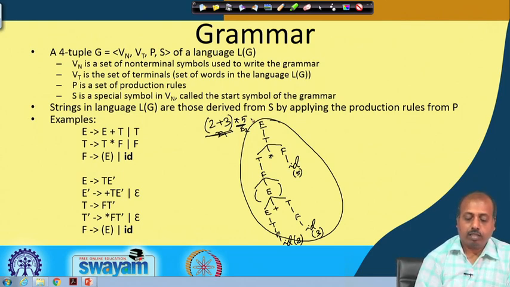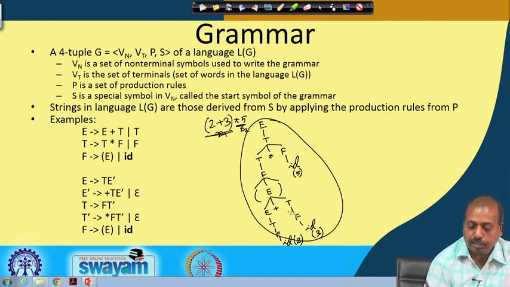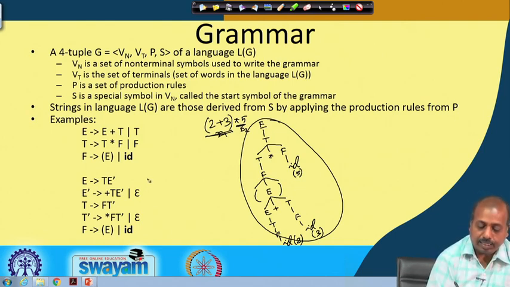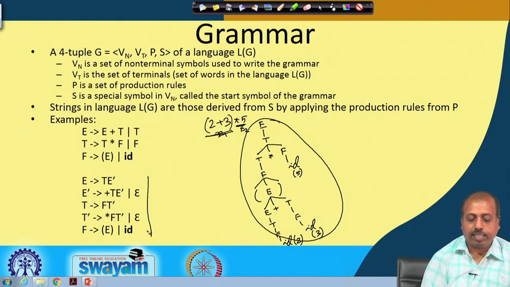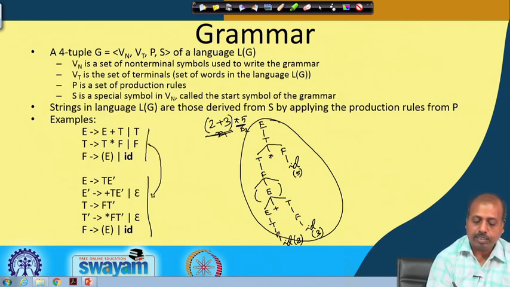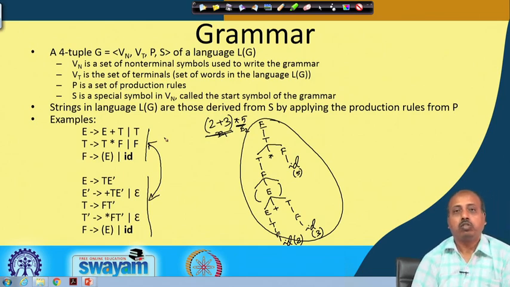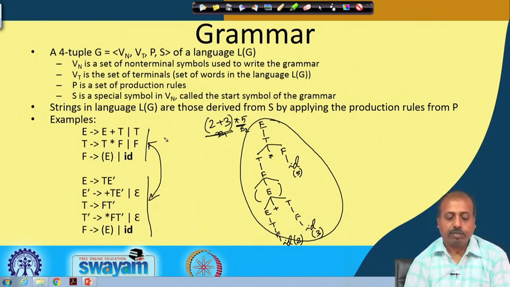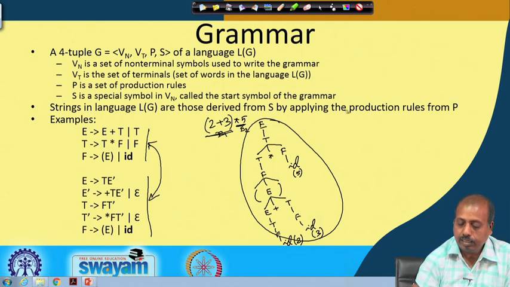Now you see that this particular grammar is used for deriving expressions that involve addition and multiplication. Now this is another grammar. Okay, apparently it seems that they are very different from each other, but this is also the same as this one. We will see later that these two grammars are equivalent. So it is not mandatory that for a particular language there can be only a single grammar. Different people can come up with different grammars, and if you use this particular grammar, then the way we should do the derivation is like this.